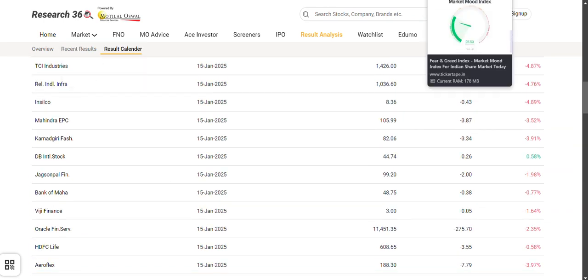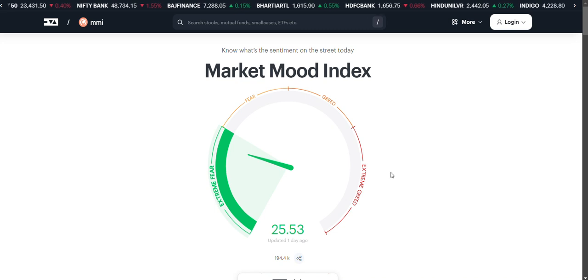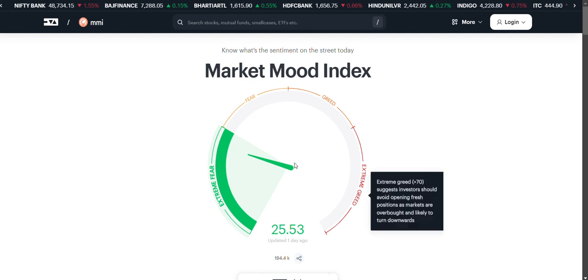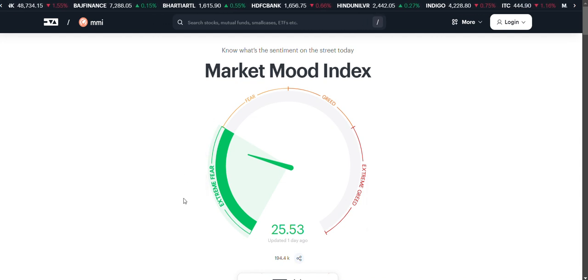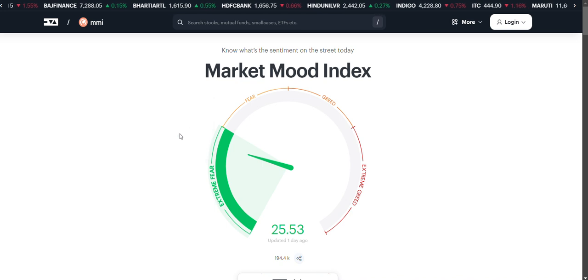Next, one more factor we want to show is what the market mood is right now. If you see, people are in extreme fear. Generally the market makes a bottom near extreme fear. So we are near a short term bottom once again. That is what we could see.